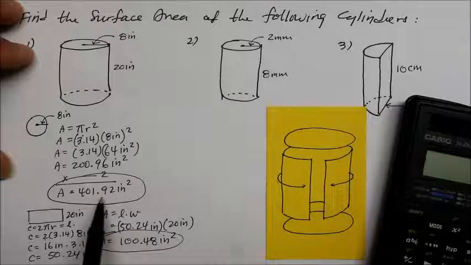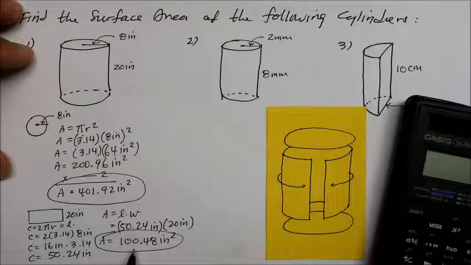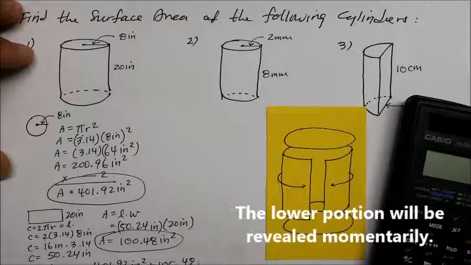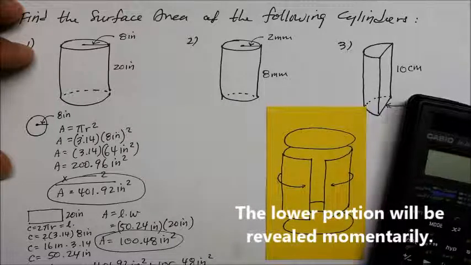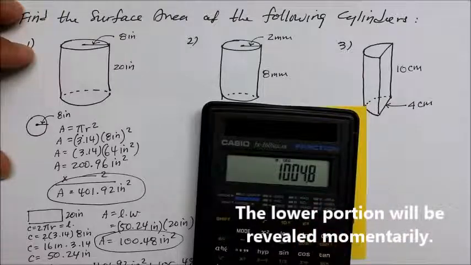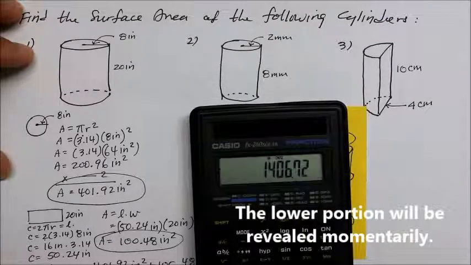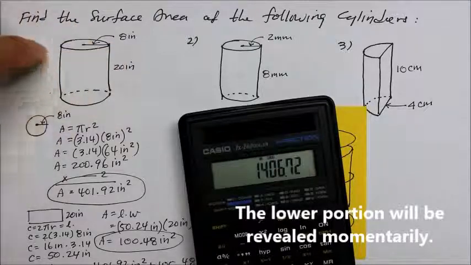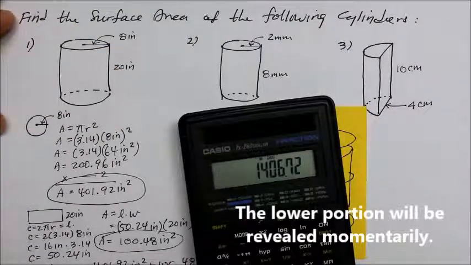So what should you do with the 2 circle areas and the area of a cylinder wall? You add them to get the total area. So area total is 401.92 inch square plus the cylinder wall area. So the area total becomes 1406.72 inch square, and that's the area total of the two circles, top and bottom, and the cylinder wall, which unrolls to become a rectangle. Did you get all that?